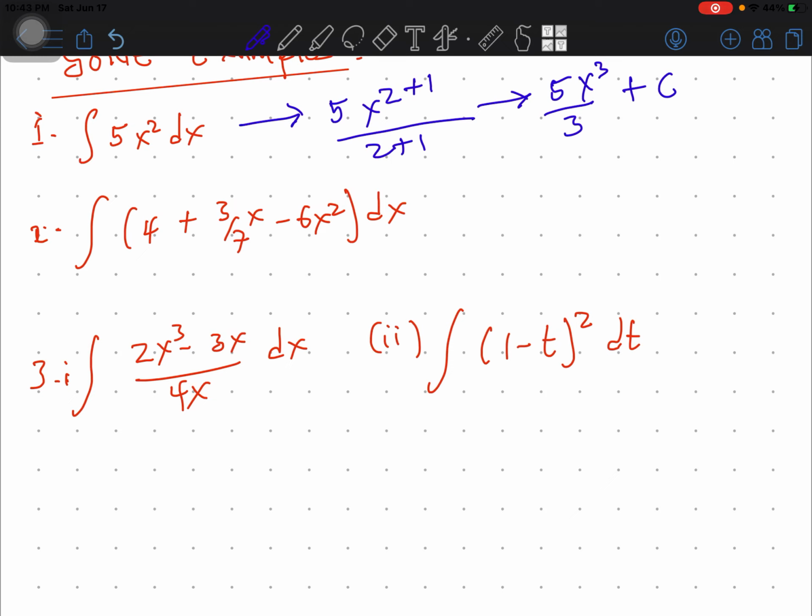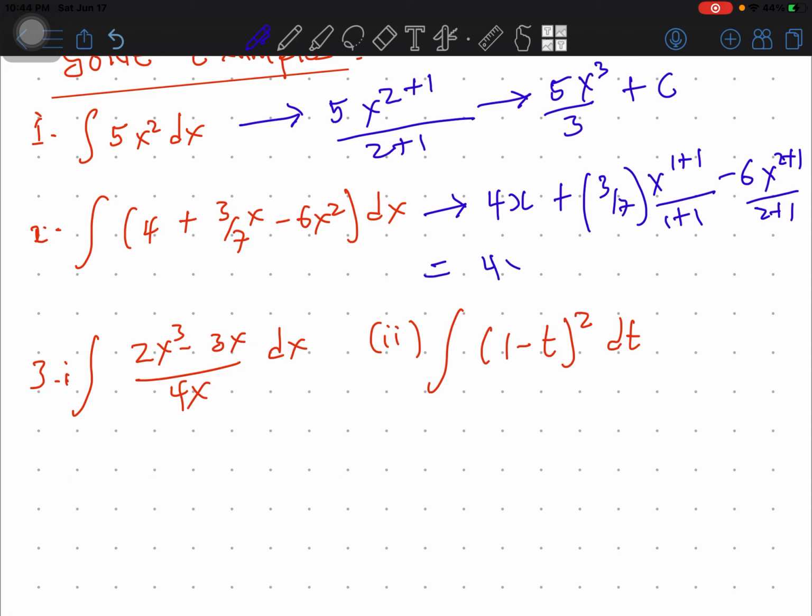The second question says that you should find the integral of 4 plus 3 over 7x minus 6x squared dx. And with this one, it's also easy like the first one. So you find the integral of each term, and then you add your arbitrary constant, which is the c. The integral of 4 is 4x, now we are dealing with x here, plus the integral of 3 over 7x. You do 3 over 7, and then you get x to the power 1 plus 1 over 1 plus 1. This is the power rule. Minus 6x to the power 2 plus 1 over 2 plus 1.